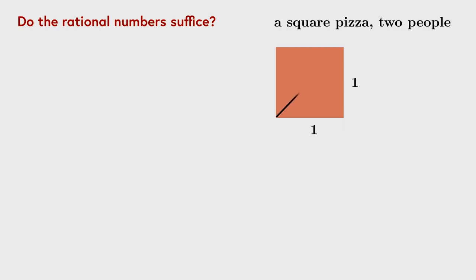As you can see, the side of the square is 1 unit. It could be 1 foot, it could be 30.54 centimeters. It's just 1 unit of length. And again, we wish to divide it between 2 people. How do we do so?